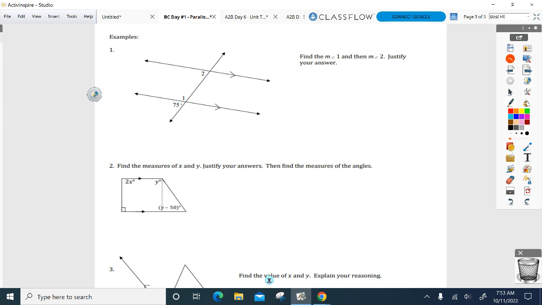Okay, right off the bat, look at your diagram. Everyone see the arrows I put on? I didn't write it down that they were parallel. That's how we're going to do it sometimes. That's how it'll be in the textbook. I'll put the arrows on, they're parallel.